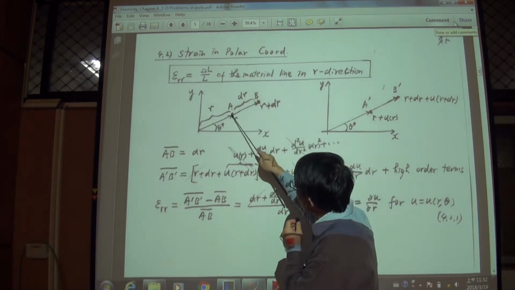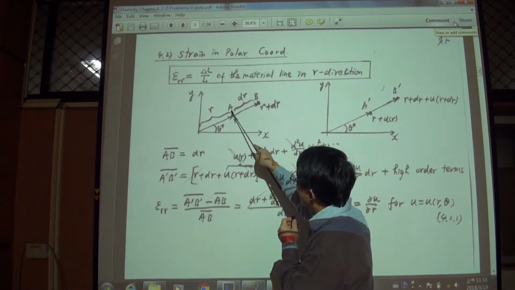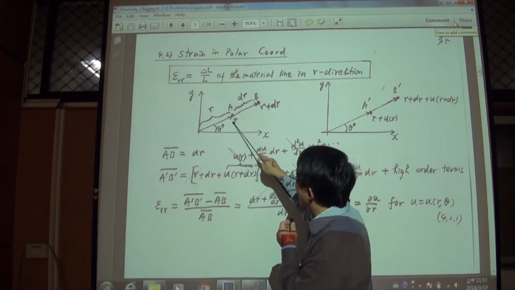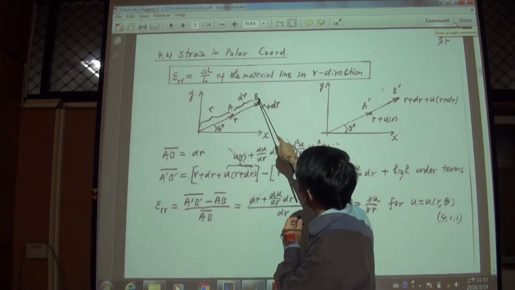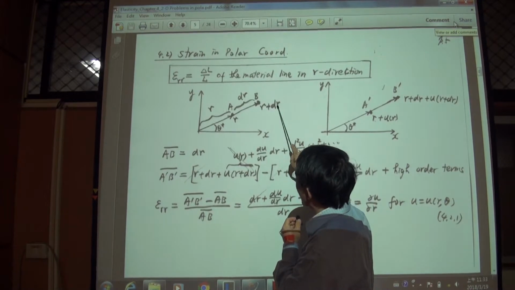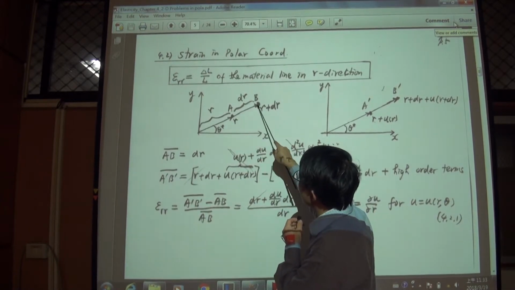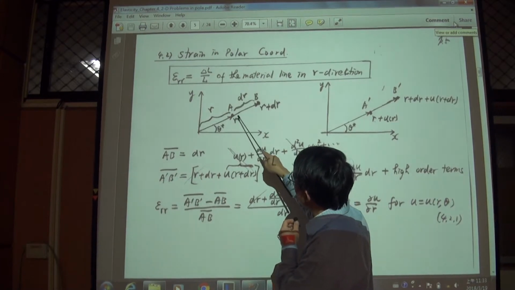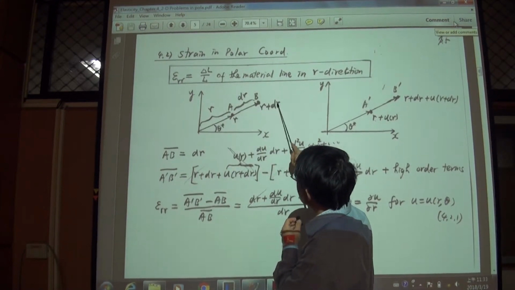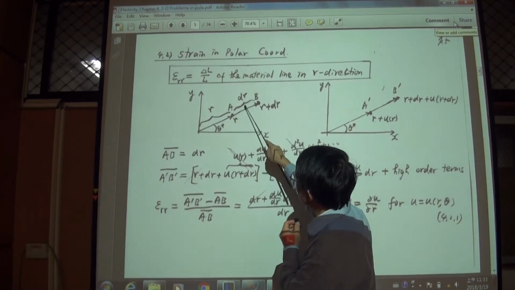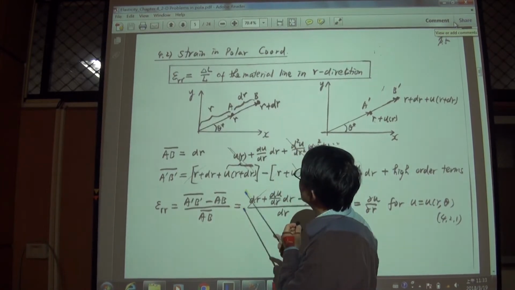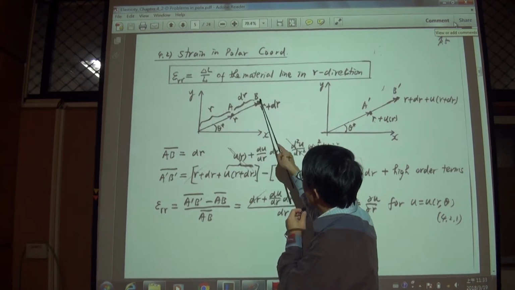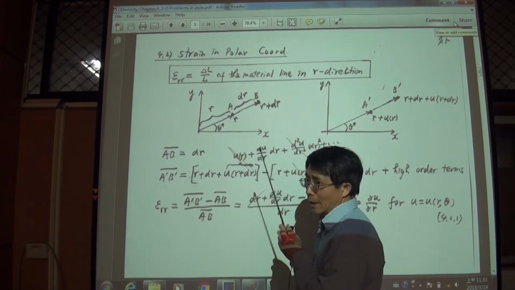Here, the coordinate r represents the coordinate of point A. How about point B? Point B becomes r plus dr because the material line is dr. So r plus dr equals r plus dr: this one plus this one equals this one. So the coordinate of point A is r, and the coordinate of point B is r plus dr.